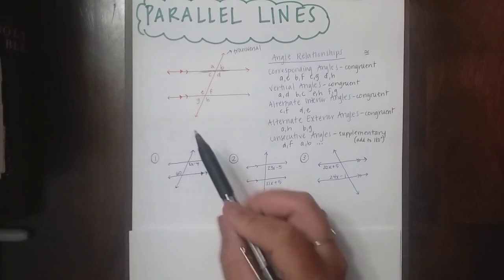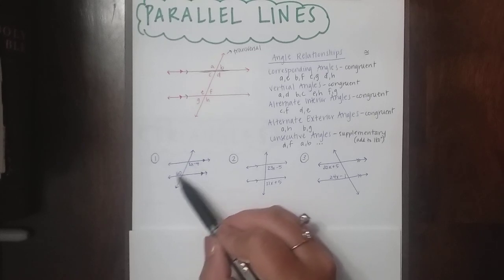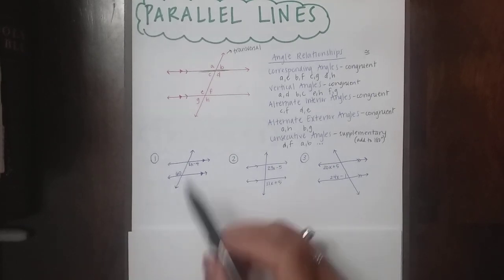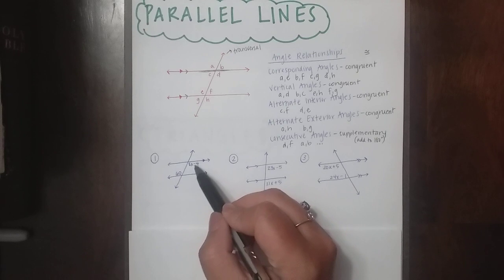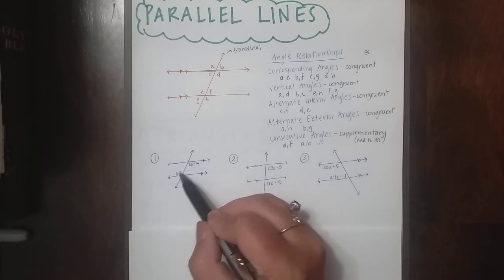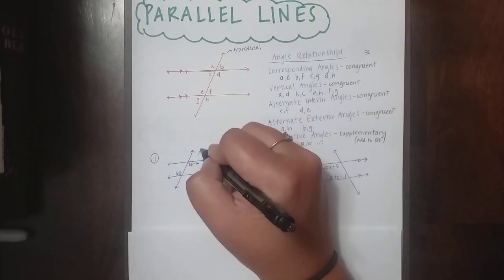The first one here, I've got a 60 and an 8x minus 4. They're in different intersections, but they're not in the same spots. They're not corresponding. They're not vertical. They are on the inside of our parallel lines, so that makes them interior, and they're on different sides of that transversal. So these are going to be alternate interior angles.